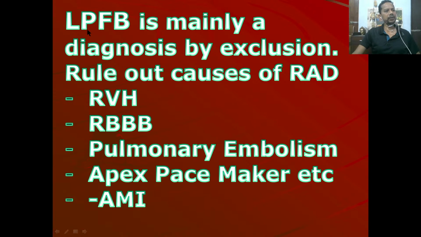So LPFB we discussed is a diagnosis by exclusion. You have to rule out RVH, right bundle branch block, pulmonary embolism, and a pacemaker inserted in the LV apex. That will again cause right axis deviation. If the pacemaker lead is in the right atrium or the right ventricle, it will spread the current towards lead 1, so that will cause left axis deviation. If it is the tip of the apex, it will cause a right axis deviation. Anterior wall MIs can cause RAD, inferior wall MIs, LAD.